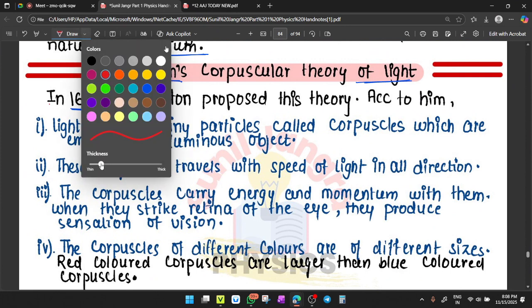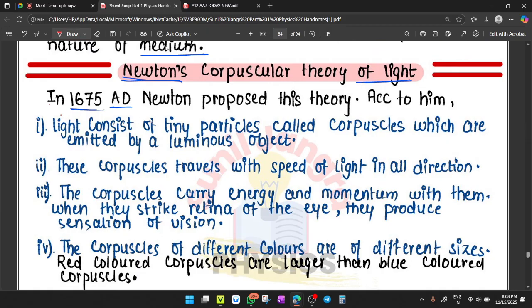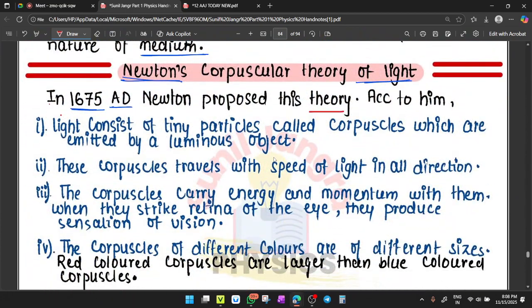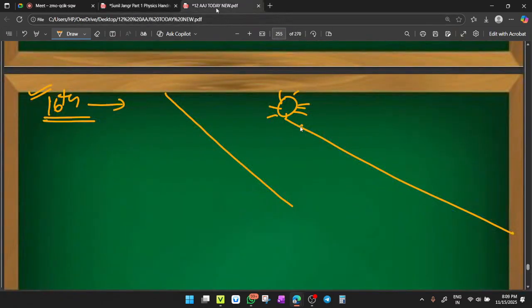He said that according to him, light consists of tiny particles called corpuscles, which are emitted by the luminous object. He said every luminous object emits very small particles of light. These are called corpuscles. Means light consists of very small particles. These particles are called corpuscles. Clear?